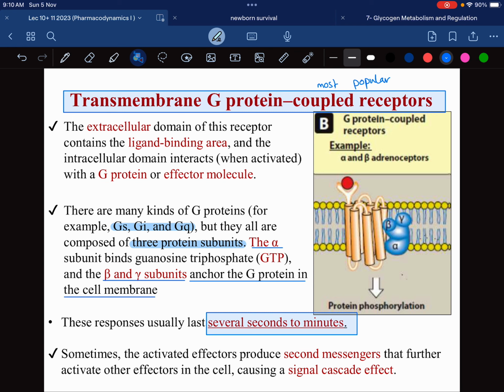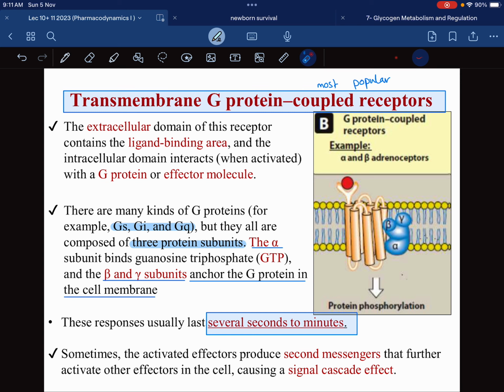So the drug will bind to the binding site, which is extracellular. Then the function will be transferred to the inside of the cell. Sometimes the activated effector produces a second messenger that further activates other effectors, causing what we call a signal cascade. After the drug is bound here, the cell produces another messenger, what we call a second messenger. This second messenger is responsible for the activity of the compound.